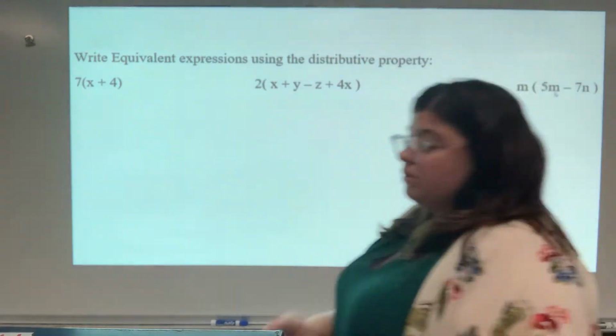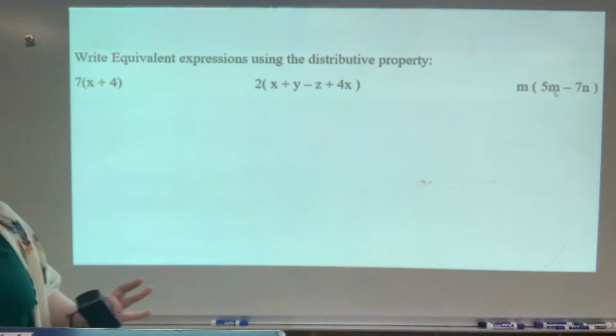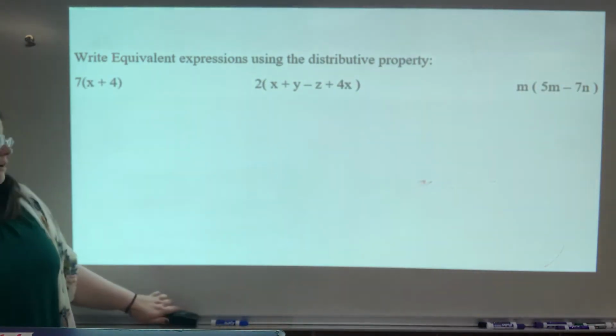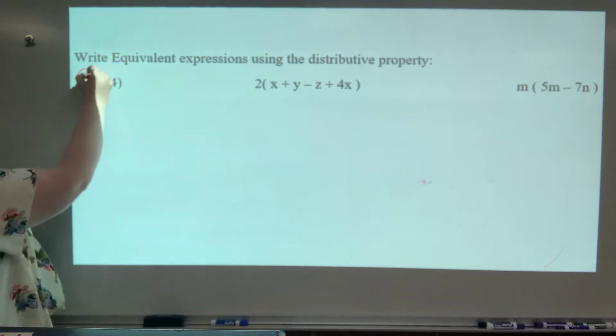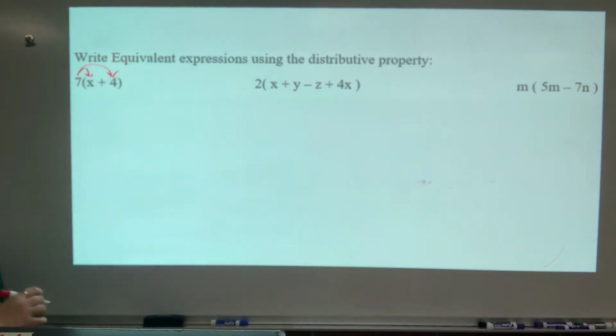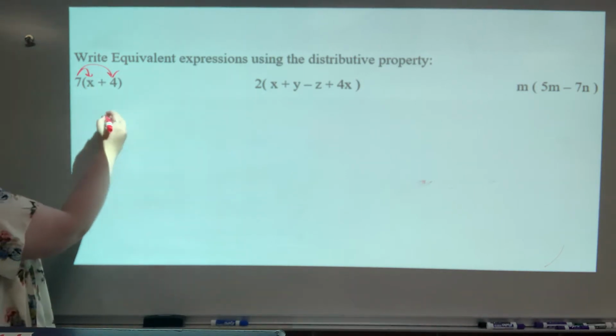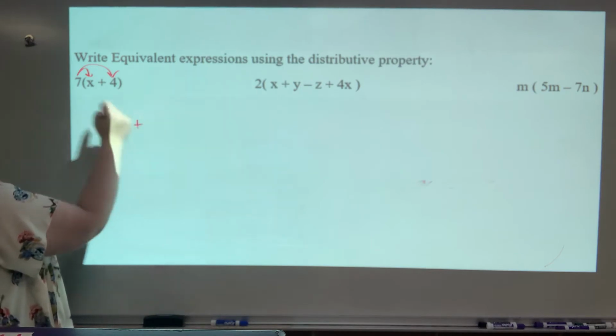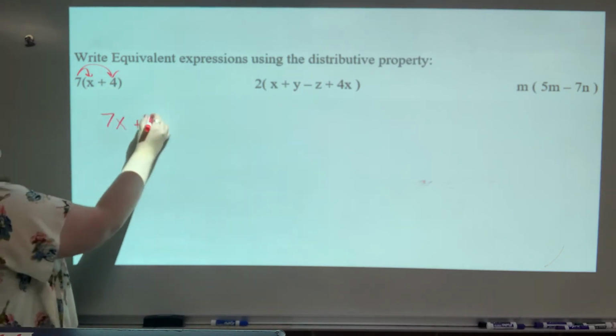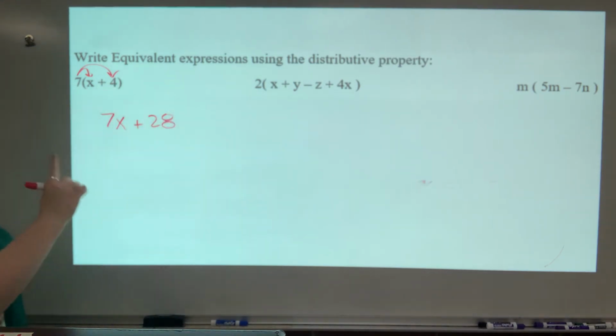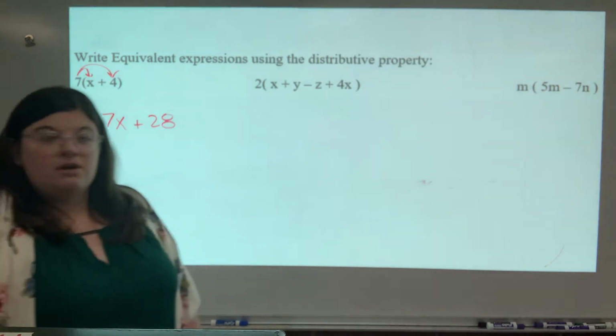Okay, so real quick, let's just go through more examples. They're going to get a little bit harder as we go. So this one, I'm just going to use the arrows for now. If you need to do the area model, please feel free to do that as well. So I've got 7 times x plus 7 times 4 is going to give me 28. Boom, equivalent expression, check mark.